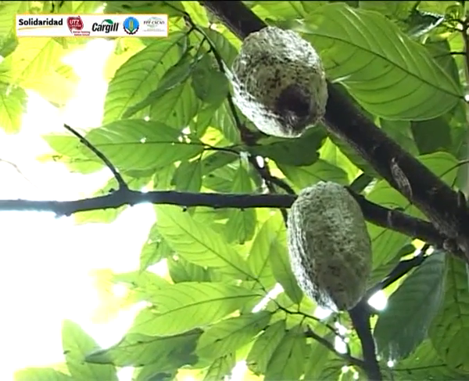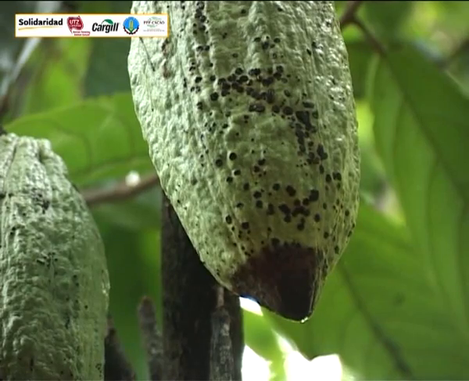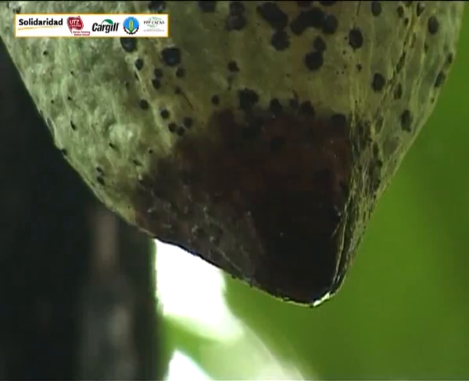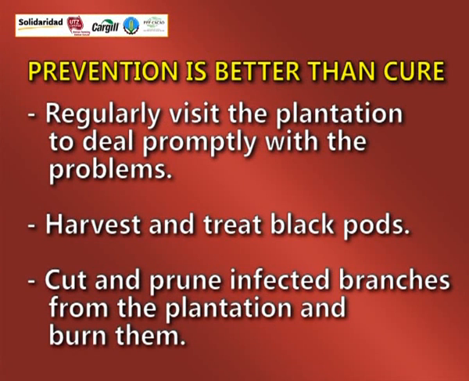Find out about the pest and disease. We need to identify the reason, conditions of growth, damages caused by the pest and disease, and methods of control. Methods of prevention before treatment. Regularly visit the plantation to deal promptly with problems. Harvest and treat black pods. Cut and prune infected branches from the plantation and burn them.